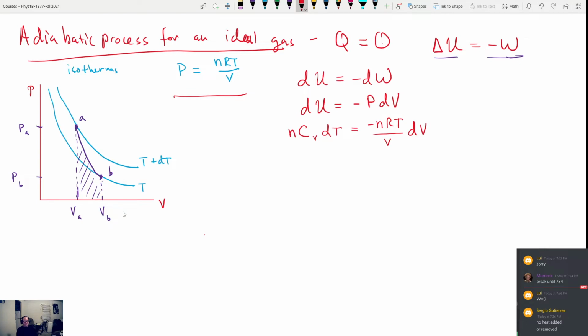Adiabatic process, which means Q is equal to 0. So normally we would have Q minus W, but the Q is 0. So the change in internal energy is just negative W. We change that to an infinitesimal change. So it's dU equal to negative dW. We replace work with P dV. We replace P with the ideal gas law. And from here on out, it's just going to be math. Okay? So does anyone have any questions about the physics?